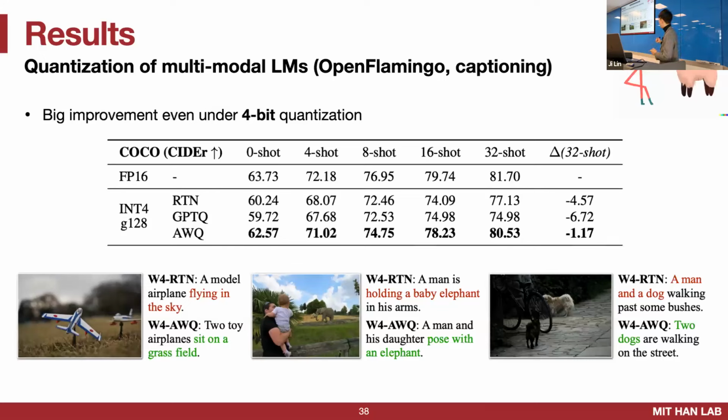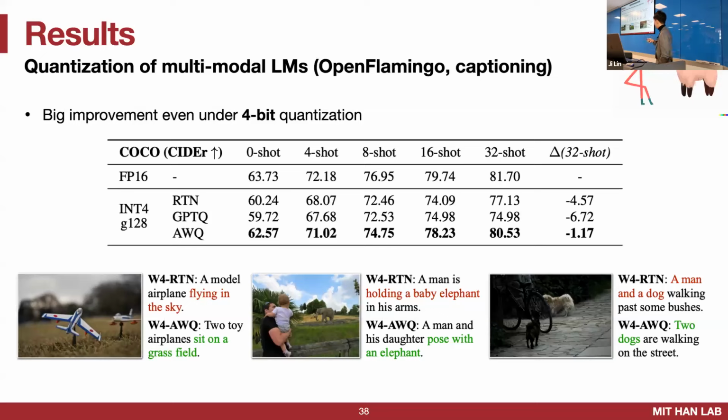And for the first time, we also try applying our method to some multimodal foundation models. This is OpenFlamingo, which is a reproduction of the Flamingo model from DeepMind. This is the metric for captioning on the COCO data sets, where higher is better. If you apply round-to-nearest quantization, there will be a large gap in terms of the CIDEr score drop, while our method is able to close more than 75% of the error.